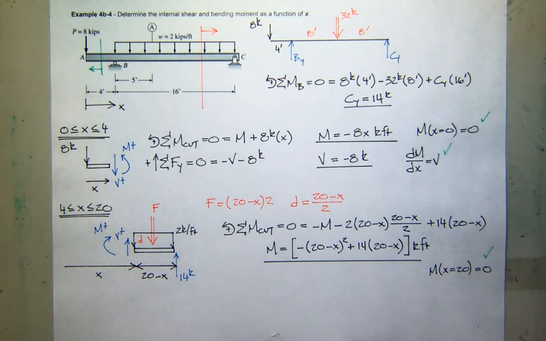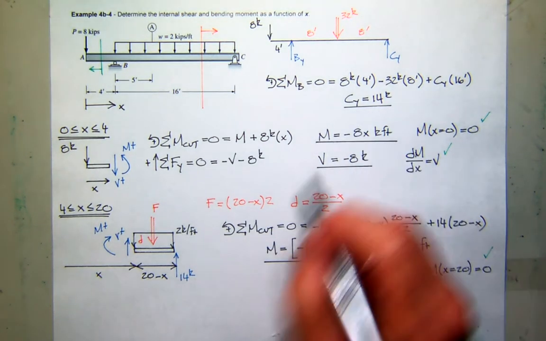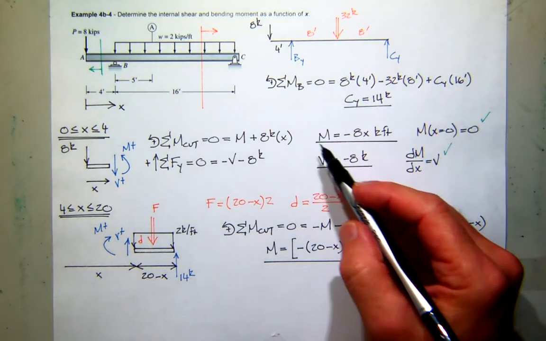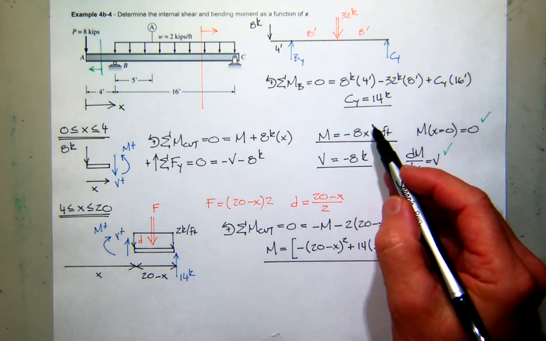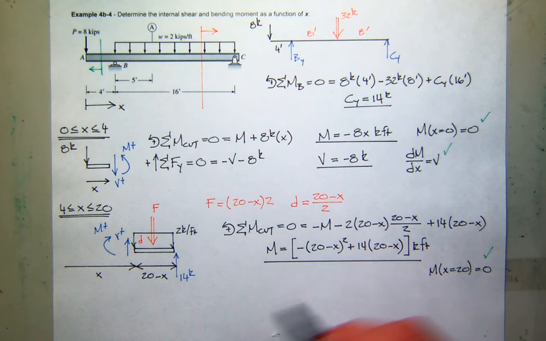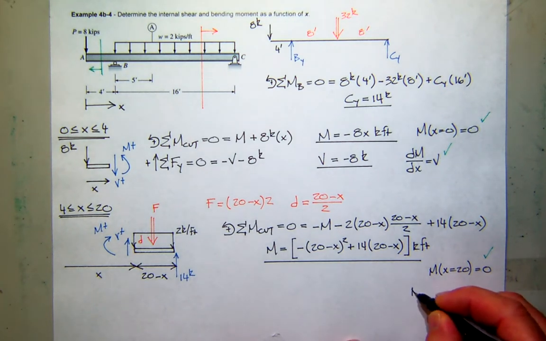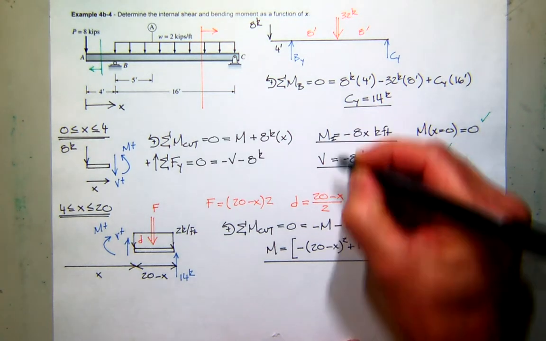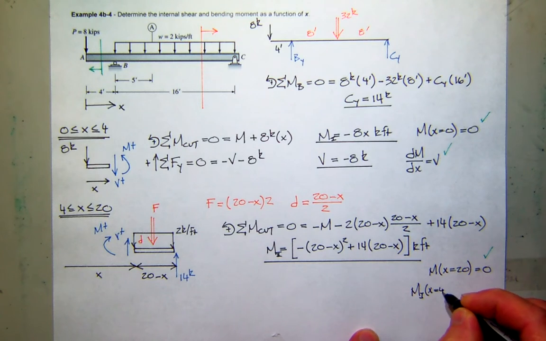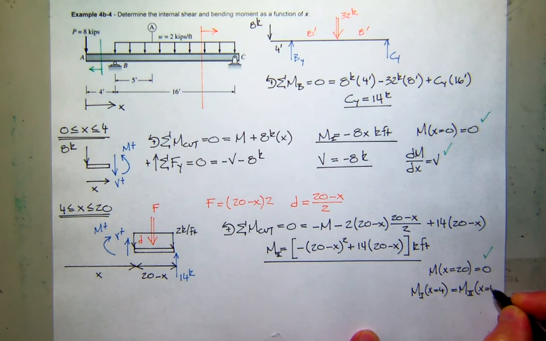What else should work? Well, this equation and that equation share a point. What point did they share? 4. What is the moment at x equal 4? Negative 30. What is the moment here at x equal 4? That takes a little harder, it's a little bit more to get to. I bet it's going to be negative 32. But you could check that. So if you really have the extra time, you would say, I'll call this moment 1 and moment 2. Moment 1 at x equal 4 should equal moment 2 at x equal 4.